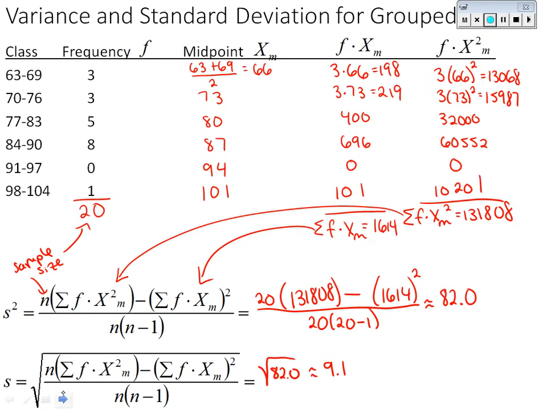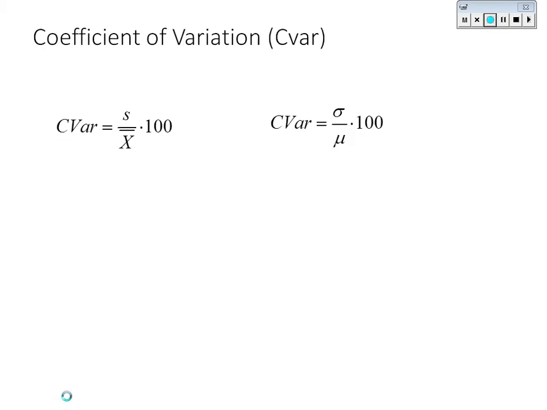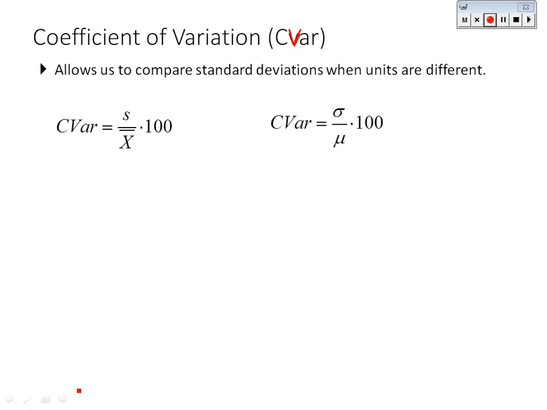Sometimes, with our next measure of variation, it just so happens that you have two different standard deviations that you'd like to compare, but the units of the data you're trying to compare are different. So if you're trying to compare two standard deviations and you have different units, we use what's called the coefficient of variation.